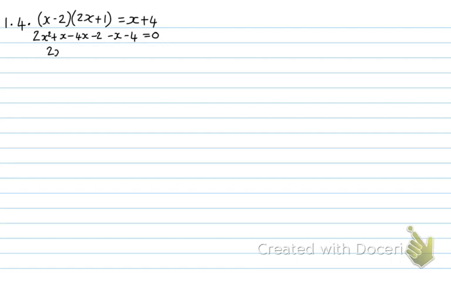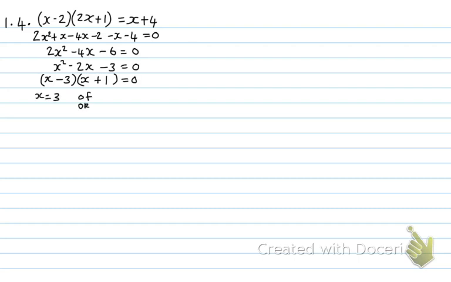Now I simplify a little bit. 2x squared minus 4x minus 6 is equal to 0. And then I divide by 2 right through. So it's going to be x squared minus 2x minus 3 is equal to 0. Then I factorize that. So it's going to be (x minus 3)(x plus 1) is equal to 0. So it's going to be x is equal to 3 or x is equal to negative 1.